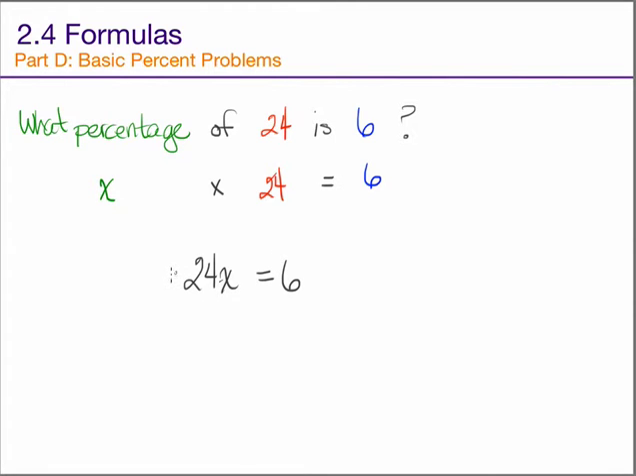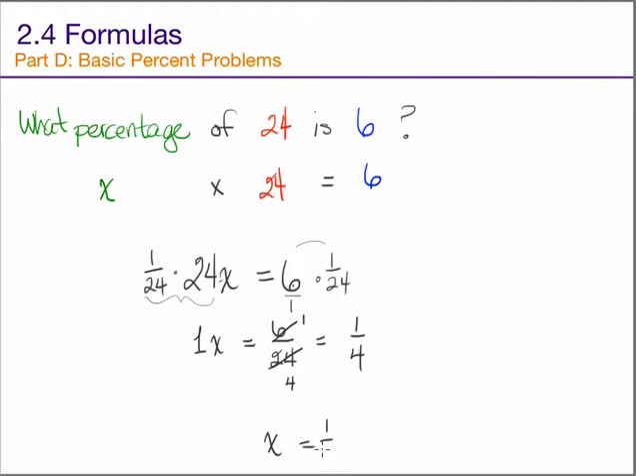To solve this equation, I would multiply both sides by 1 over 24. 1/24 of 24 is 1. 1/24 of 6, it's a little hard to say, but I can write 6 as 6 over 1, and then I get 6 times 1 over 1 times 24, and I can reduce this fraction. 6 goes into 6 once, 6 goes into 24 4 times, so my answer is x equals 1/4.